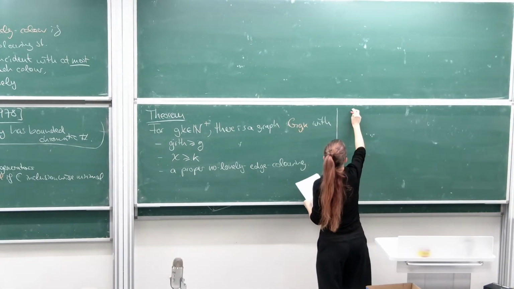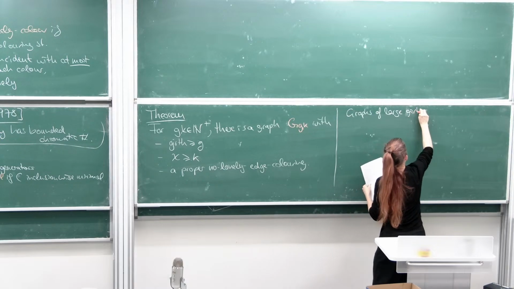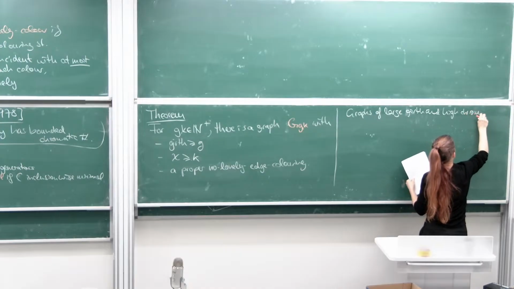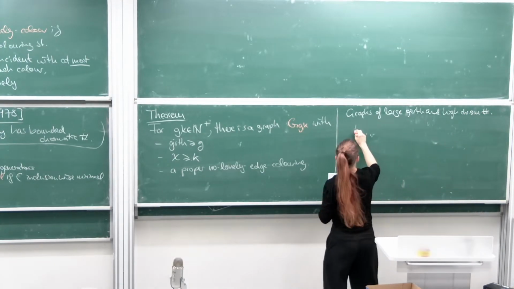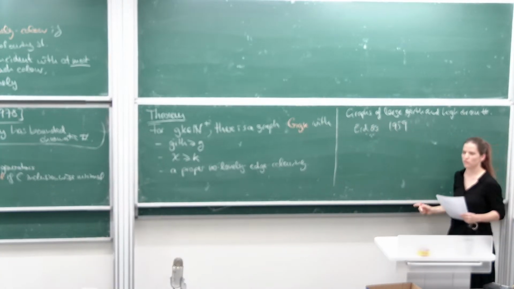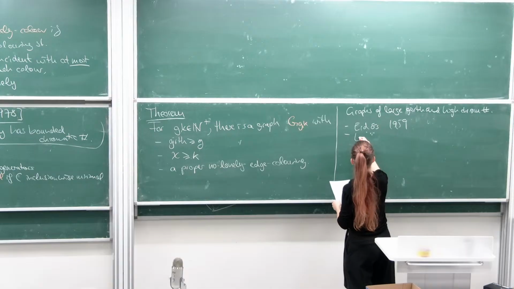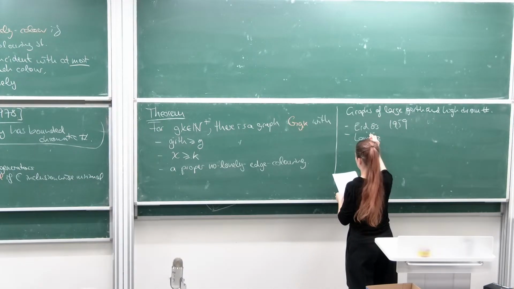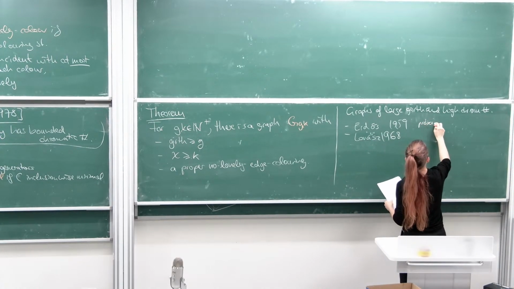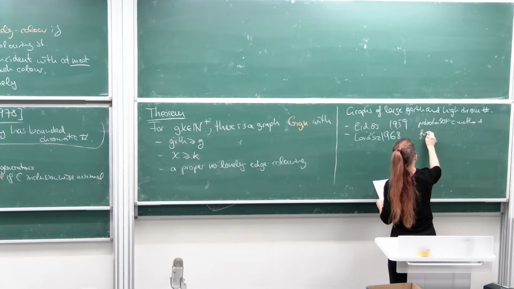So graphs of large girth and high chromatic number. I think Erdős in 1959 gave a proof via the probabilistic method that these do exist, right? And then we have the first constructive one by Lovász, 1968. So this is the probabilistic method, and this is the first constructive one.